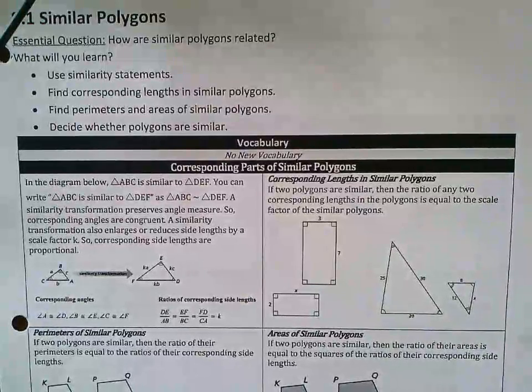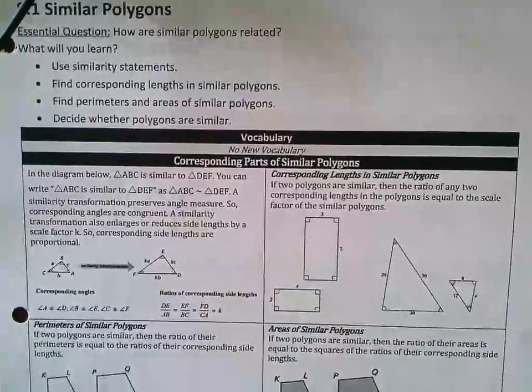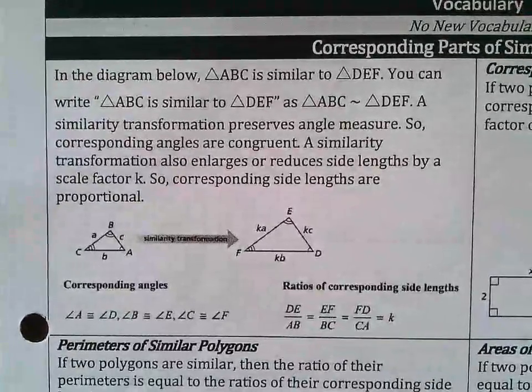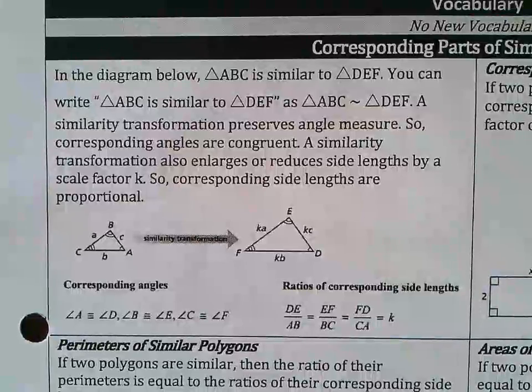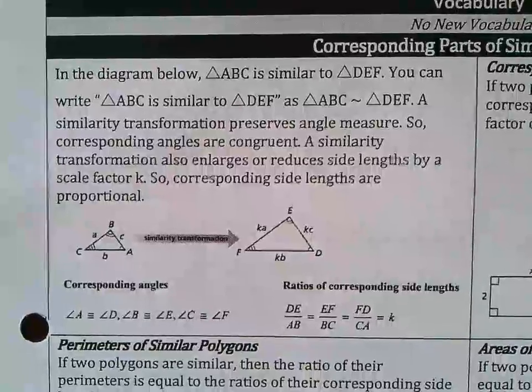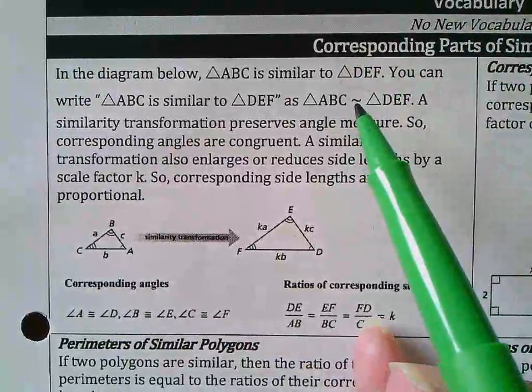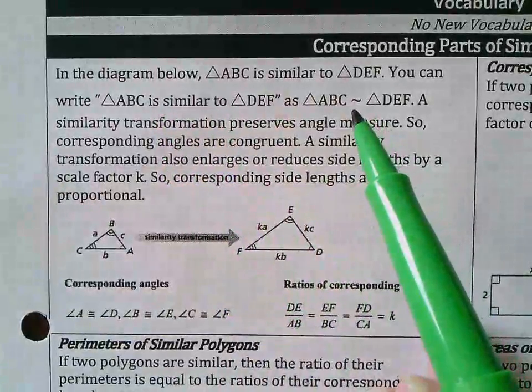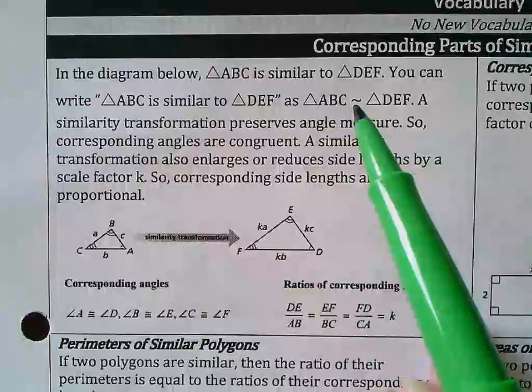So a few things that we're going to cover, starting with, no new vocabulary here, but starting with, in the diagram below, ABC is similar to DEF. You can write triangle ABC is similar to triangle DEF with that symbol right there. Okay, this means "is similar to." So not congruent, but similar.